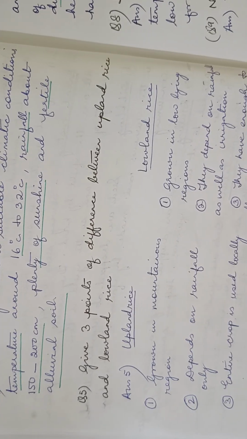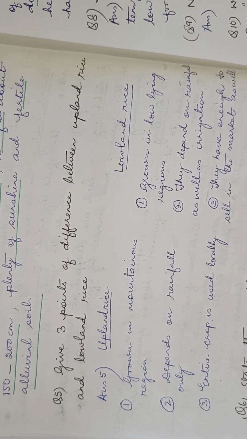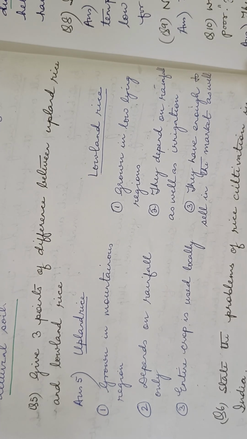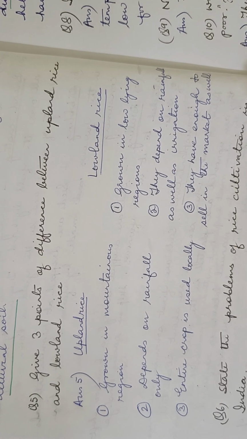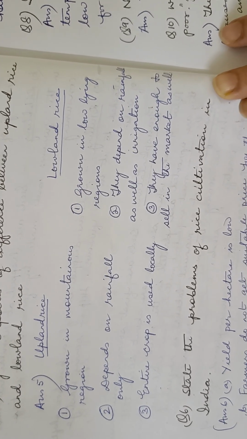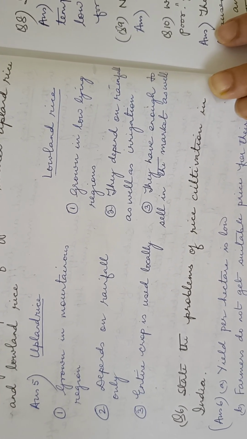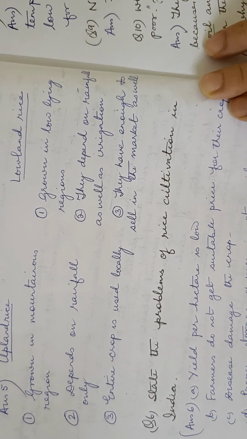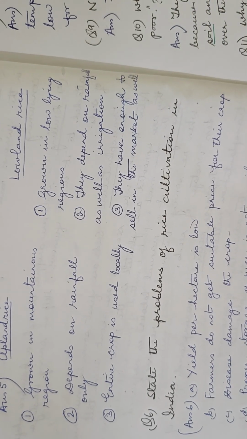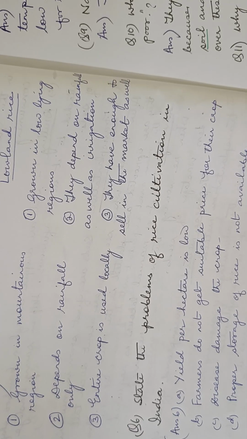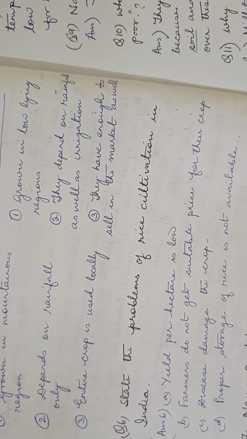Next, give 3 points of difference between upland and lowland rice. Upland rice grown in mountainous region, lowland rice grown in low-lying regions. Upland rice depends on rainfall only, lowland rice depend on rainfall as well as irrigation. Upland rice, entire crop is used locally. Lowland rice, they have enough to sell in the market as well.